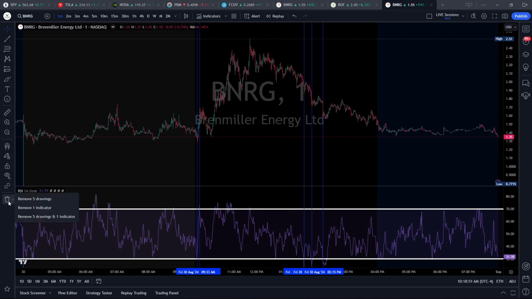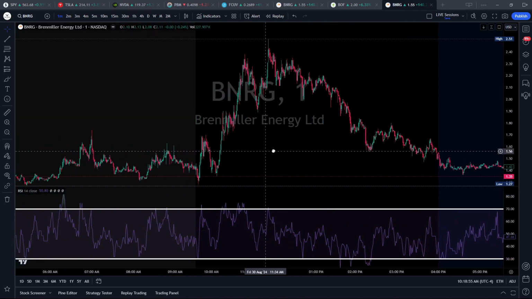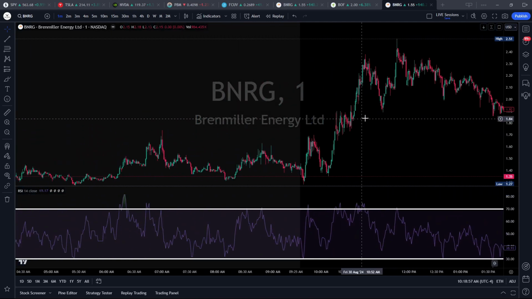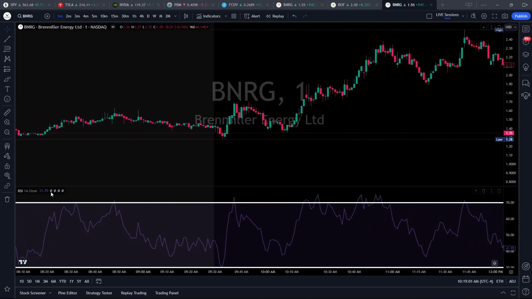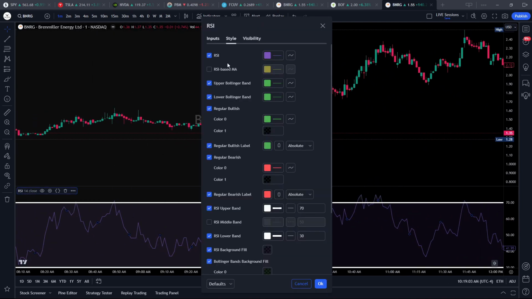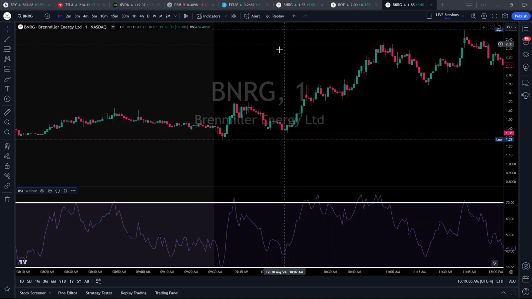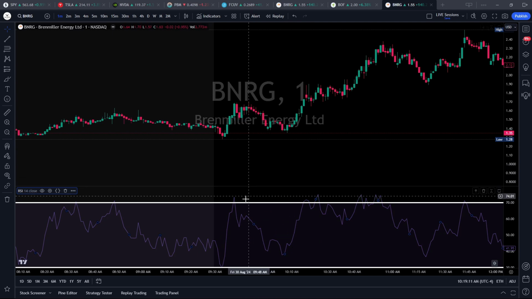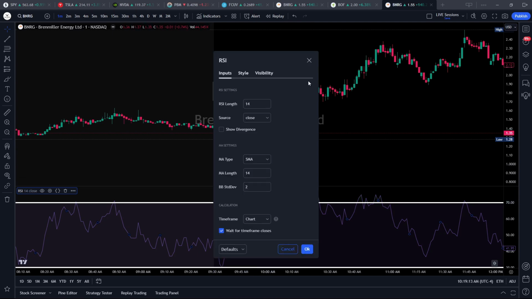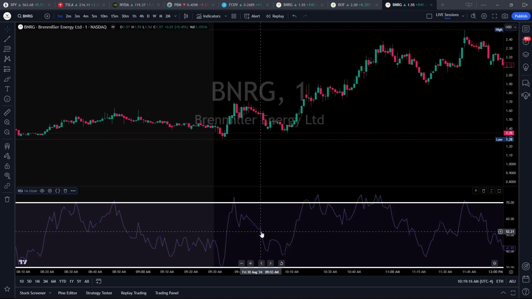So I'll hit the trash can here, and we'll go ahead and remove the drawings. Okay. So now, one thing I want to show you guys that's really cool is you can change the settings of the RSI. The way I did that, guys, is just double-click on the RSI here, and it opens right up. If you don't want to do that, you can double-click on the line itself, the purple line there, and it'll open it up.